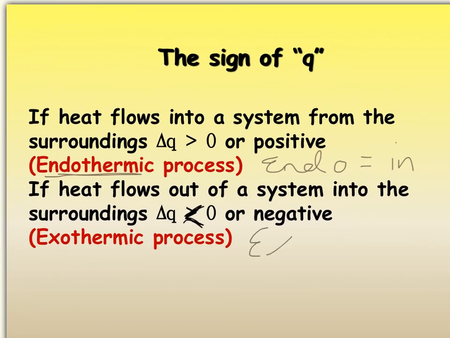Okay, so exothermic, exo means out. Heat flows out of a system into the surroundings. Most reactions are exothermic. You feel heat because the heat leaves the system and goes into the surroundings, making everything else warmer. So with an explosion or combustion, there's heat that's given off. That is an exothermic process because the system is giving energy out.